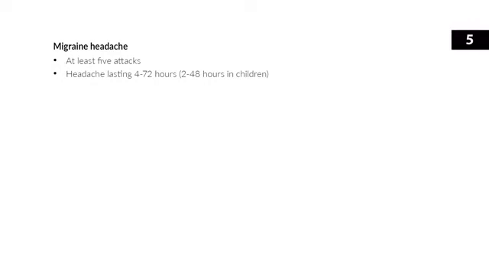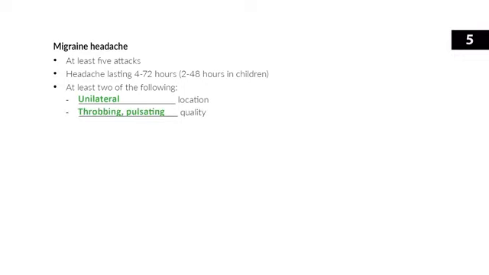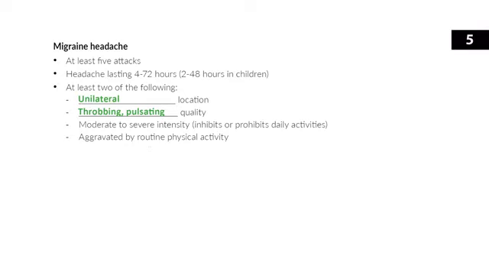The headache typically lasts 4 to 72 hours. It's a unilateral headache. It's got a throbbing, pulsating quality to it. Some migraines are worse than others, but migraines are generally severe enough to prohibit daily activities. Tension headaches don't normally prohibit daily activities. Migraines will. Migraines can be aggravated by routine physical activity.